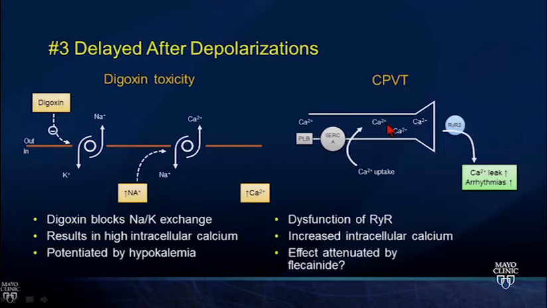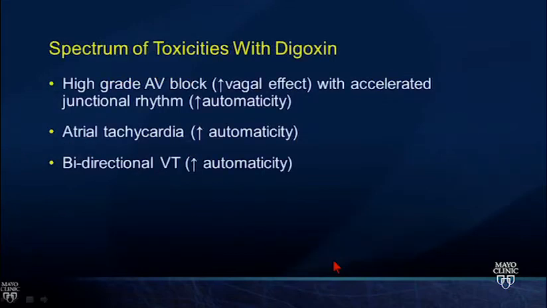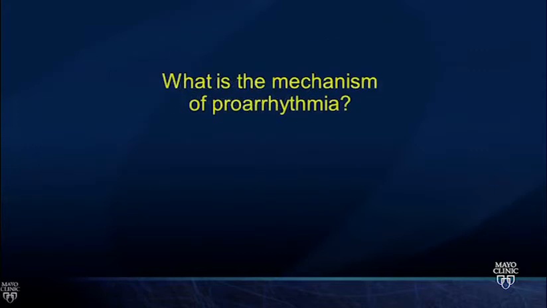With CPVT, the ryanodine receptors are abnormal. With that, you have a leakage of the calcium current from the sarcoplasmic reticulum into the cytoplasm. And there has been some recent evidence that flecainide may be able to stabilize these channels and prevent arrhythmias due to delayed after depolarization. So with digoxin, you should see a lot of abnormal automaticity. In certain patients, you see AV block. The AV block is because of increase in vagal tone when digoxin levels are high.